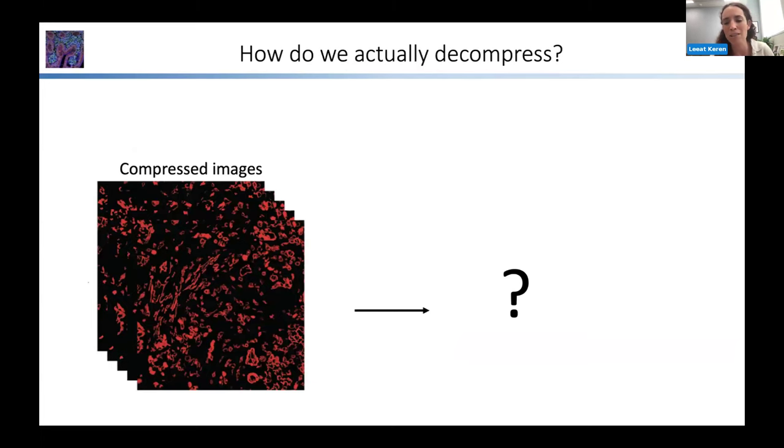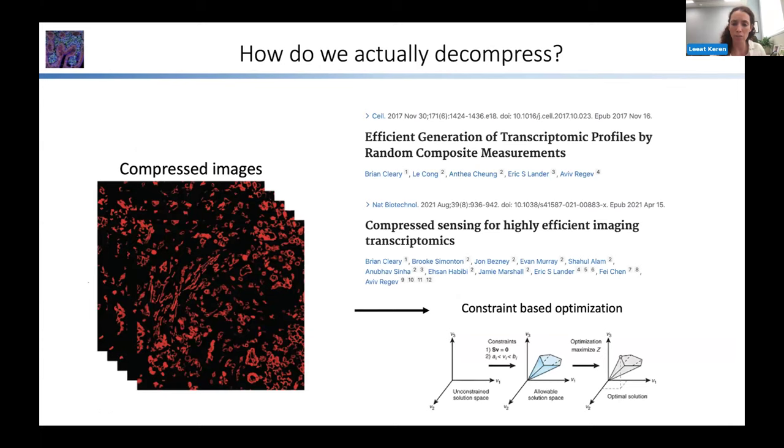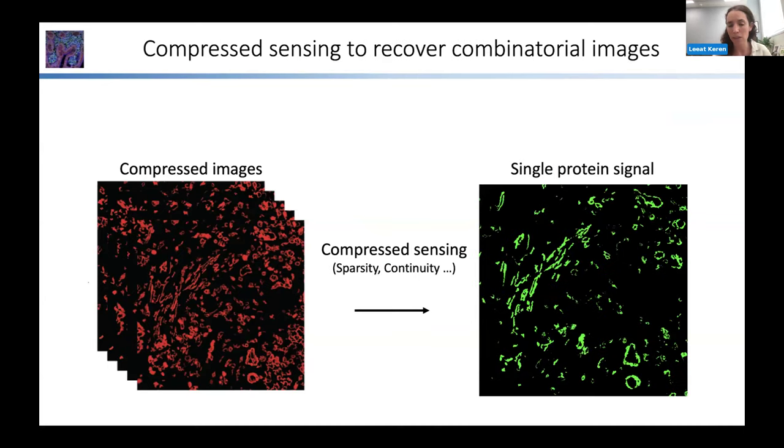How do we decompress? So here we went to the literature and we were very happy to see that we're not the first to think about these problems, and some very beautiful work, primarily from Brian Cleary and Aviv Regev, and also Fei Chen, who is here on the Zoom, has previously tackled such similar problems, and they've used compressed sensing in order to do this. So what is compressed sensing? Compressed sensing is very similar to what I told you before. So let's imagine we have this big solution space and we're now trying to find a specific solution inside it. If we now start constraining this space, hopefully this will lead us in the right direction. So we tried using compressed sensing with all kinds of constraints for sparsity and continuity.